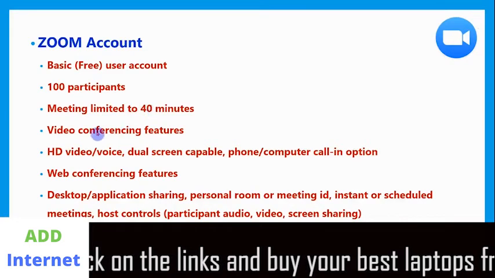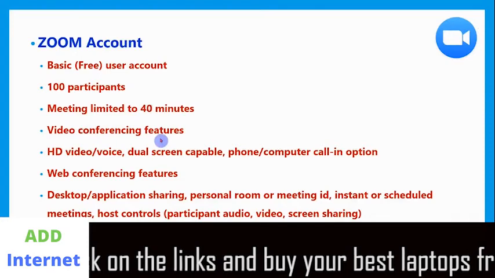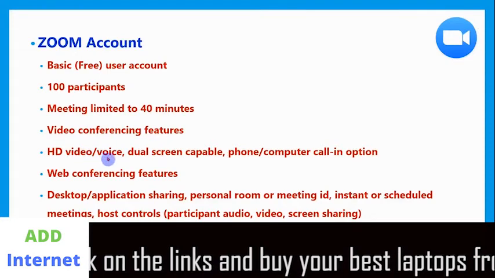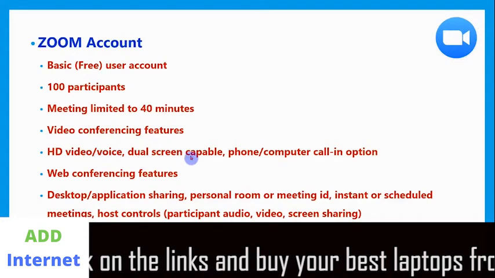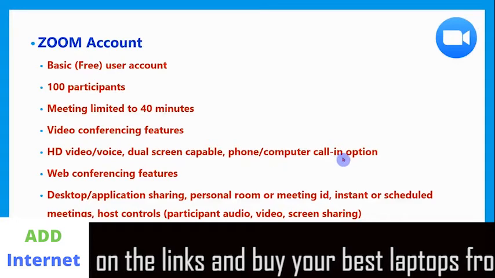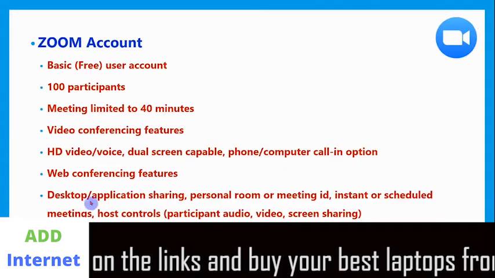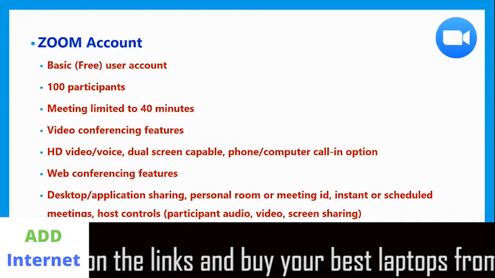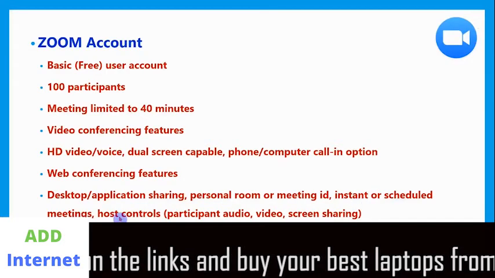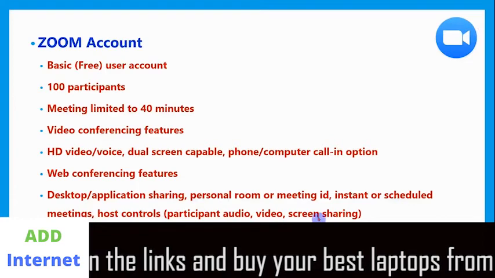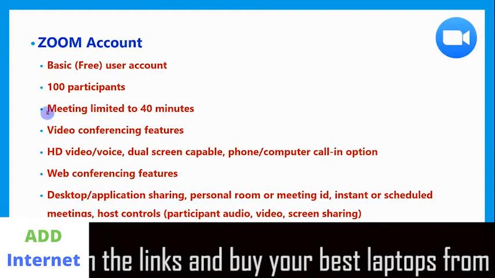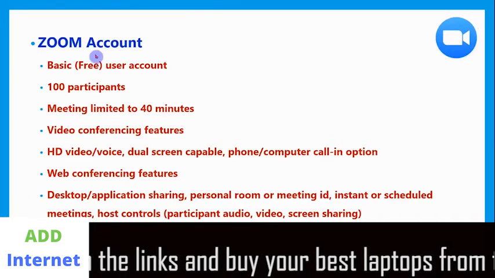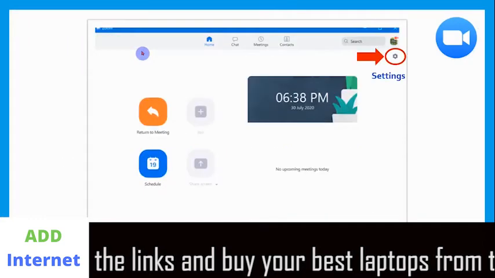Many video conferencing features are enabled, like HD video and voice, dual screen capability, phone and computer call-in options, and web conferencing features like desktop application sharing, personal room or meeting ID, scheduled meetings, and host controls, that is, the participants' audio, video and screen sharing can be controlled by the host. These are the features that are available in the basic Zoom account.